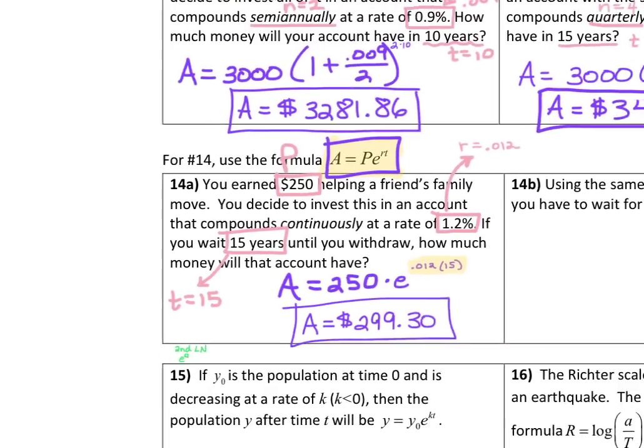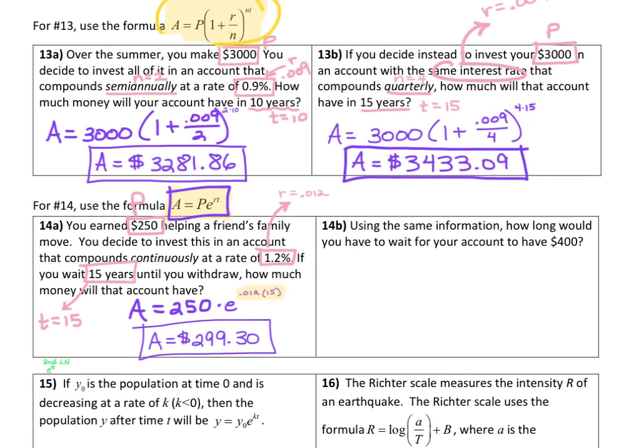Now, all three of these problems that we've done so far basically just say to you, here's an amount, here's an interest rate, here's what the compounding is doing, and here's the amount of time that you're leaving the money in the account. But 14B works a little bit differently. So you still have the $250, and you still have the account that has the 1.2% interest on it. But the question is asking you to solve for the time.